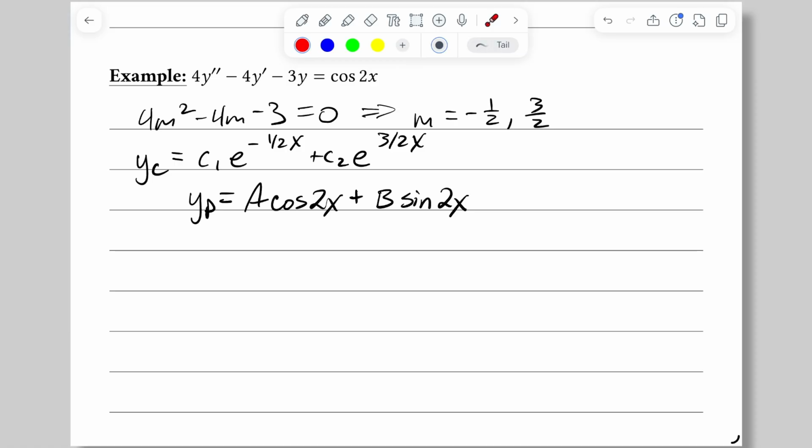Just know, when you see a cosine or a sine on the right-hand side, your particular solution has a cosine and a sine. Now with that, I'm going to turn you loose. Go ahead and pause this, find the general solution, and then come back.